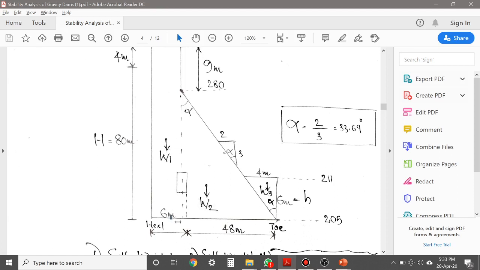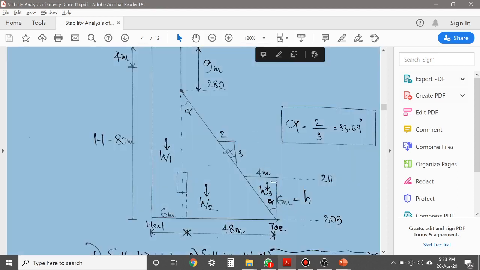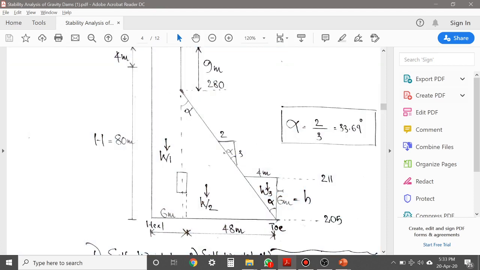If you take the moment about toe, W1 will be making anti-clockwise moment. Since it is anti-clockwise moment, the sign is given as positive. Similarly, if you take W2, multiply the magnitude of W2 into this lever arm distance, you will get again anti-clockwise moment. According to our sign convention, anti-clockwise moment is positive.